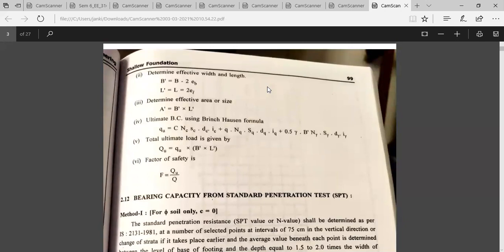Third is to determine the effective area. So A dash is equal to B dash multiplied by L dash, which means the effective width multiplied by the effective length. Next is the ultimate bearing capacity using the Brinch Hansen formula, right? This formula I think we learned in previous lectures. Next, the total ultimate load Qu is equal to small qu multiplied by L dash multiplied by B dash. And the last equation is the factor of safety. So the factor of safety is equal to Qu divided by Q, right?